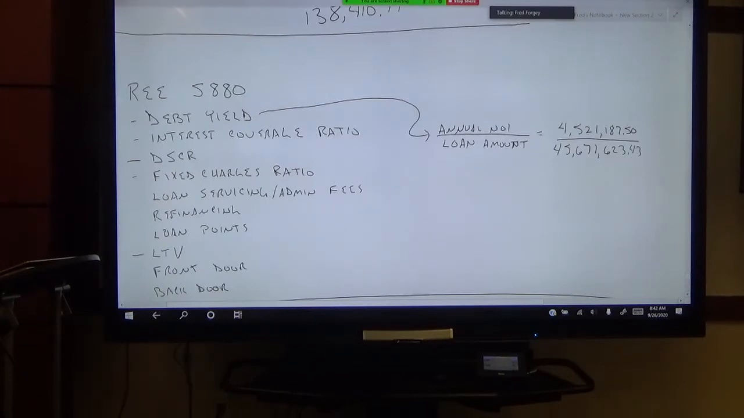Let's say that we took the annual net operating income that we generated from our calculations below, and we took the loan amount based upon our initial calculations, and we calculated the debt yield.